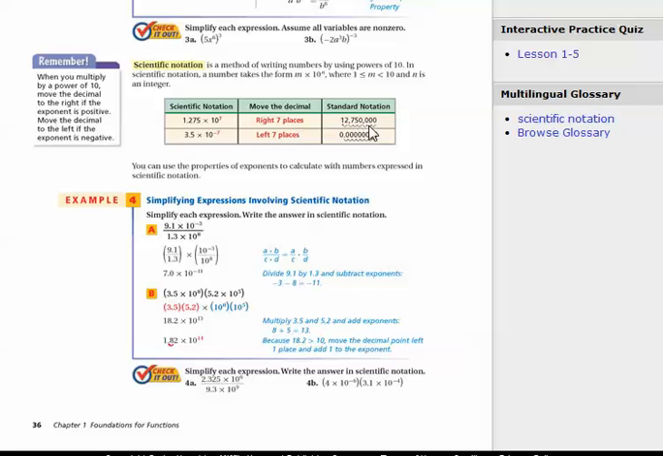If you have a negative exponent, you're going to move the decimal point to the left, and you have a very small number. Sometimes, if you have a good calculator, you can actually do scientific notation with your calculator. It makes it pretty easy. So check into that. Let me know if you have a question with that.